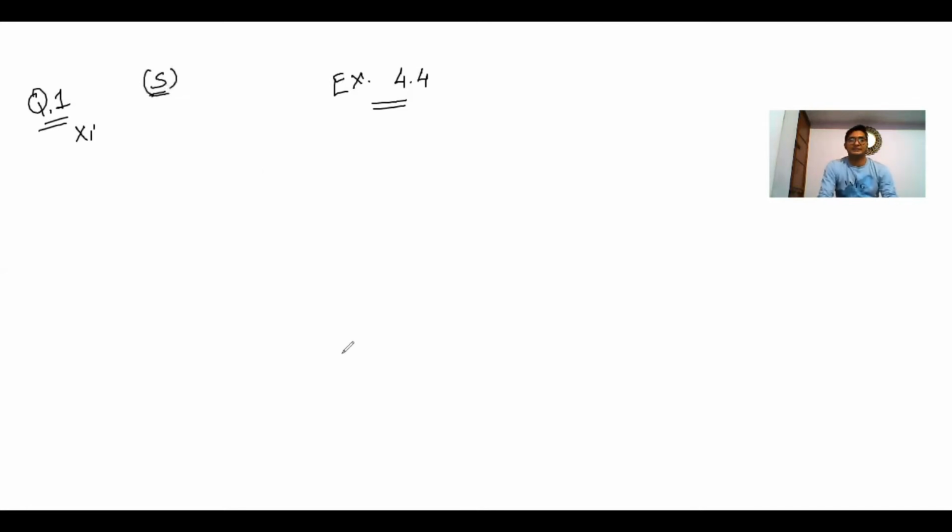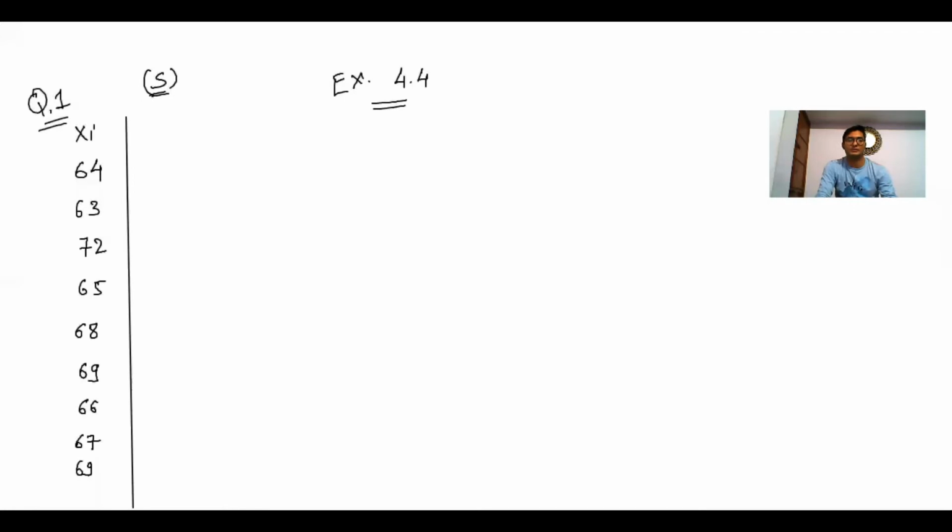So now it is the standard deviation for ungrouped data where xi 64, 63, 72, 65, 68, 69, 66, 67, and 69 are given. Now, in ungrouped data, only two columns are required, 1 and 2.